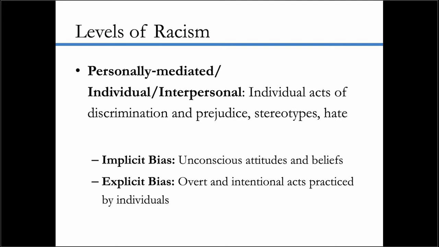Explicit bias is more overt or intentional acts that are practiced by individuals. So that could be using a racial slur against somebody, or it could be a police officer calling somebody an ethnic slur while arresting them, or walking on the other side of the street because you see somebody coming up that has a different color skin than you, or whatever that might be.